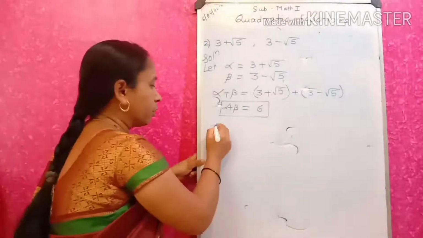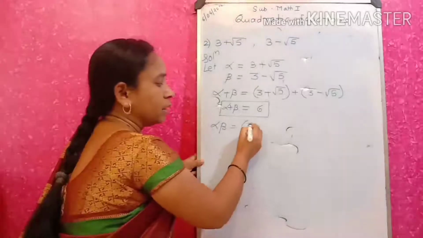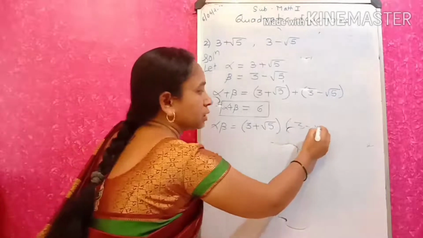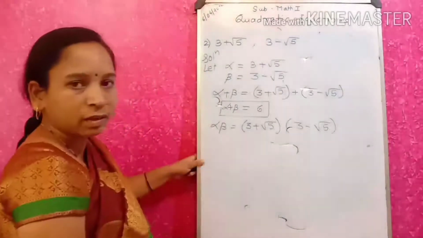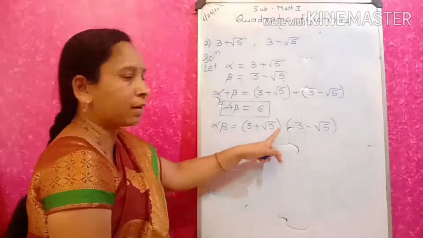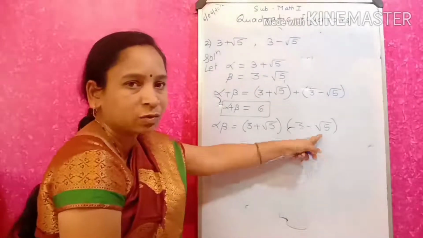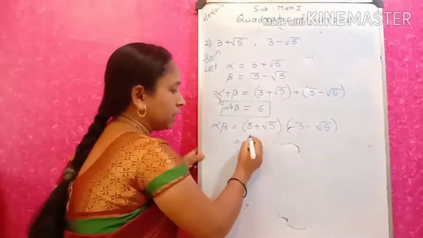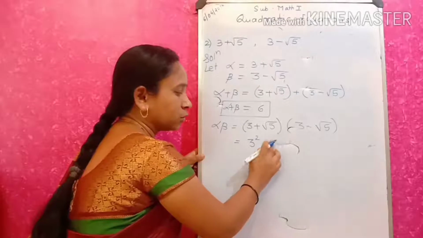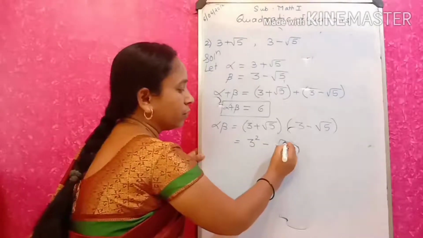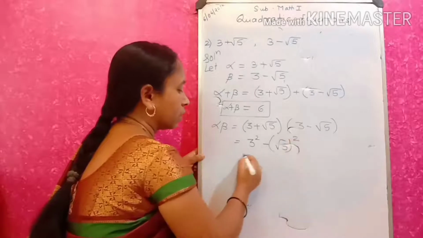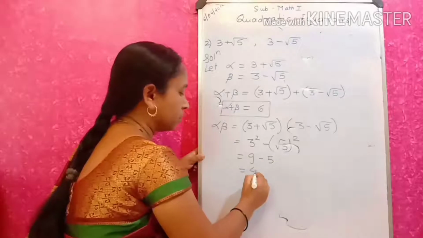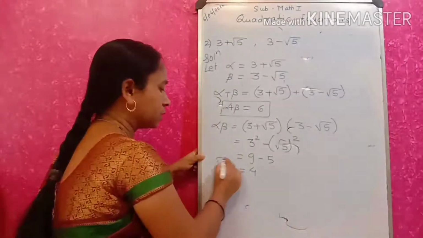Now we will see the product. Alpha into beta is 3 plus root 5 in one bracket, and 3 minus root 5 in another bracket. It looks like an identity, a plus b in one bracket into a minus b in another bracket, which gives a square minus b square. That means 3 square minus root 5 square, so 9 minus 5, since root 5 square is 5. The answer is 4. So alpha into beta is equal to 4.